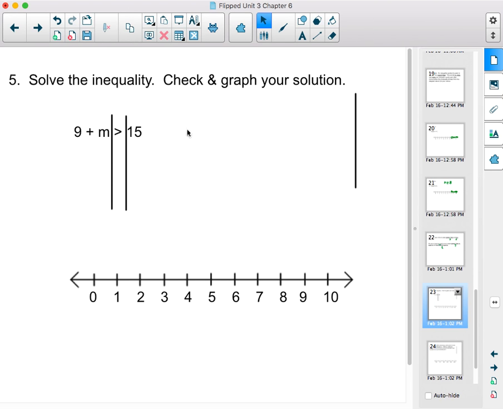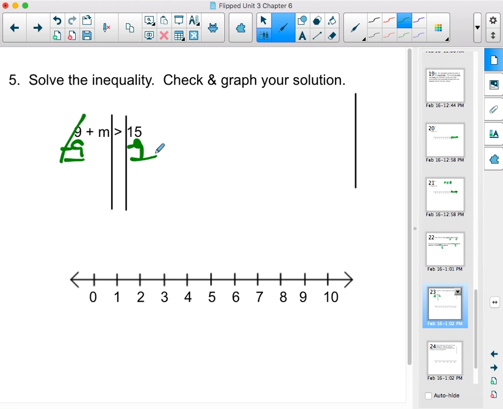So we have 9 plus m is equal to 15. This is like one of the easy equations we started with a couple weeks ago. We want to isolate the m, so to do that, we're going to subtract 9 to get rid of it. We are going to balance that out on the other side because we balance our equations. We also balance our inequalities.